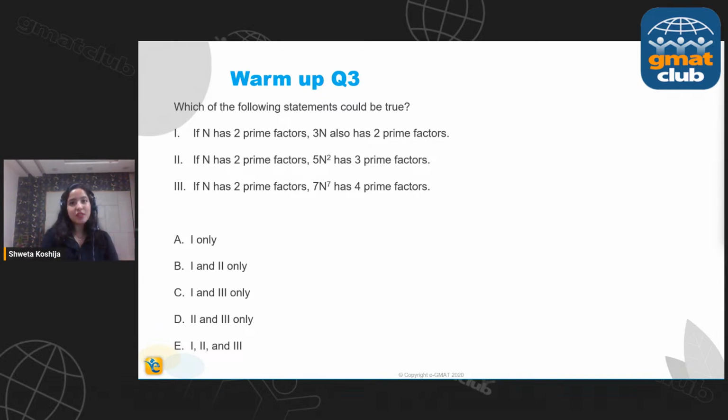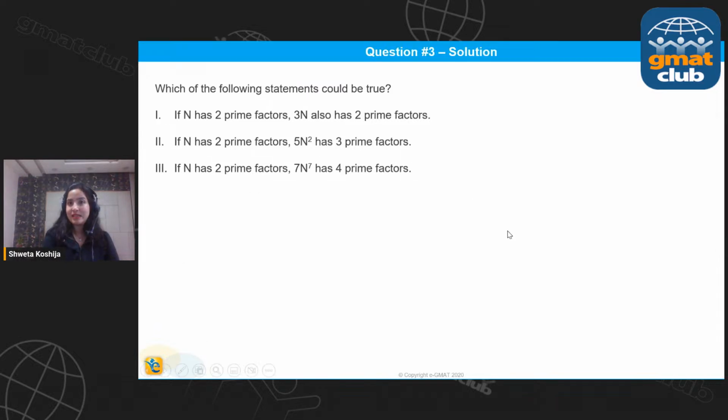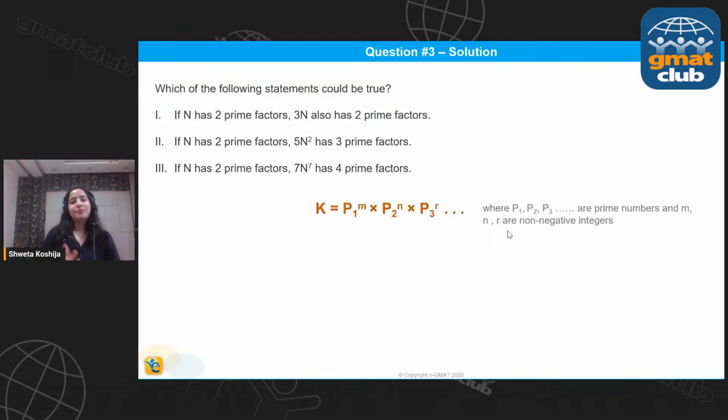Let's see now. Through this question again, my goal is to build a concept in you, in case you're rusted, to bring that concept back. So again, bringing back the prime factored form of a number. So k is equal to this, where p1, p2, p3 are the prime factors of k and m and r are the powers.